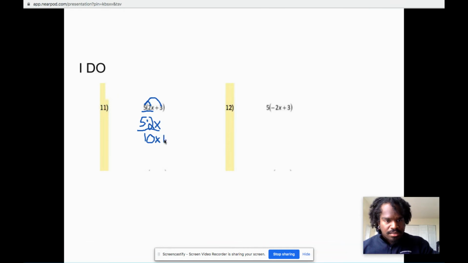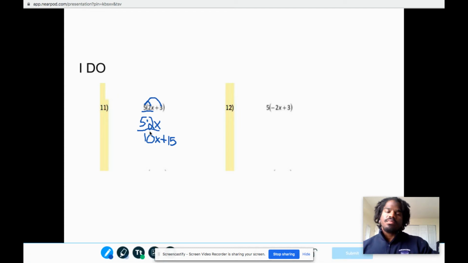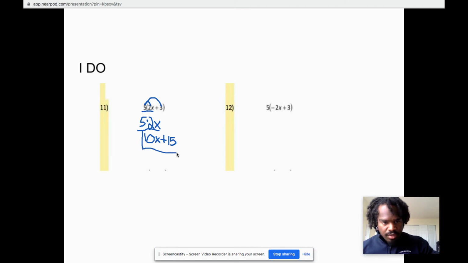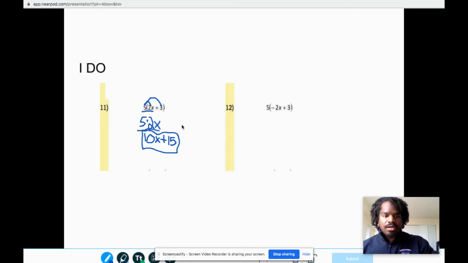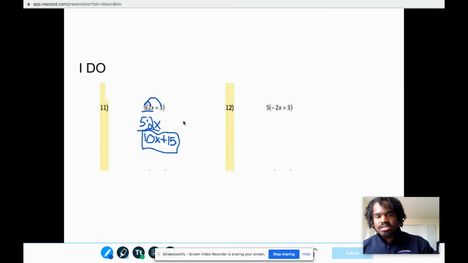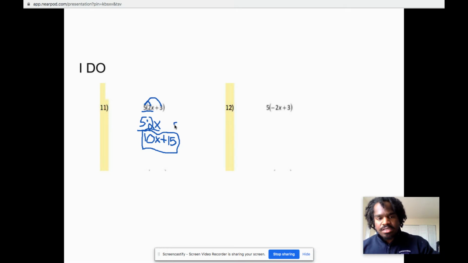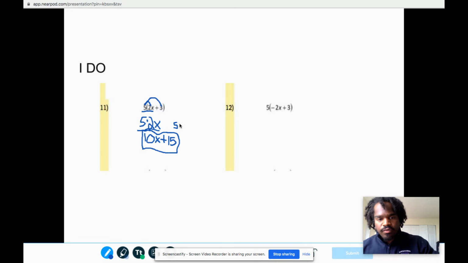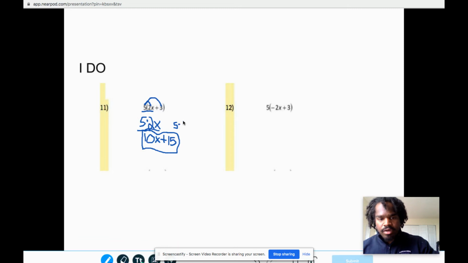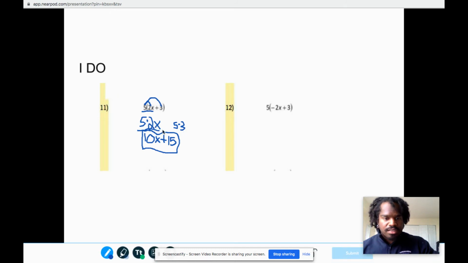So we have 10x plus 15 because we have 5 times 3. And of course, as usual, we're just going to go ahead and box our answer off so that we know what part is our answer and what part is our work. So this is what I expect to see. And I also would like to see that you're showing work for how you got your other number as well. So 5 times 3 gives us 15. 5 times 2x gives us that 10x.